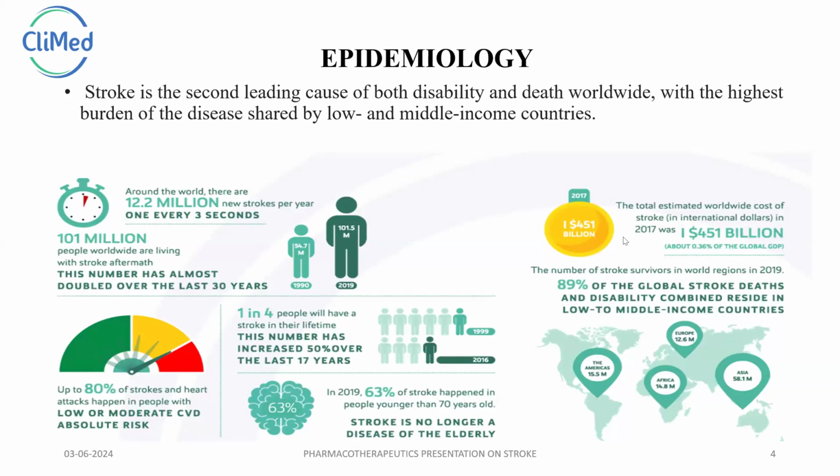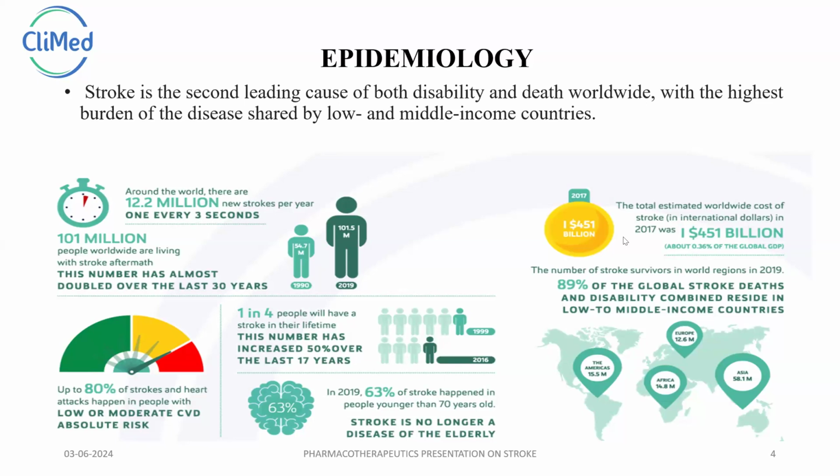Now let's see how many strokes occur. Around 12.2 million new strokes occur every year, which is like one stroke occurring every 3 seconds. It is also seen that 1 in 4 people will have a stroke in their lifetime, and the number of people with stroke has increased in the last 17 years. In the last 17 years, the incidence of stroke has increased by 50%.